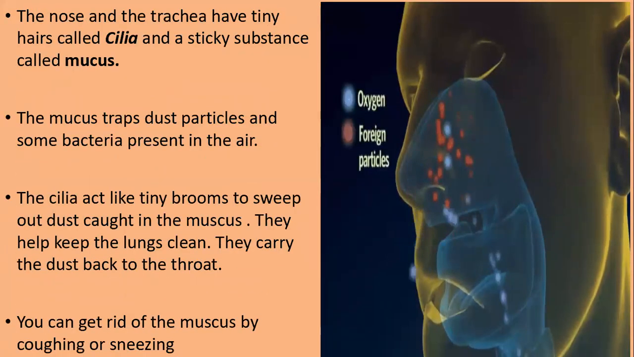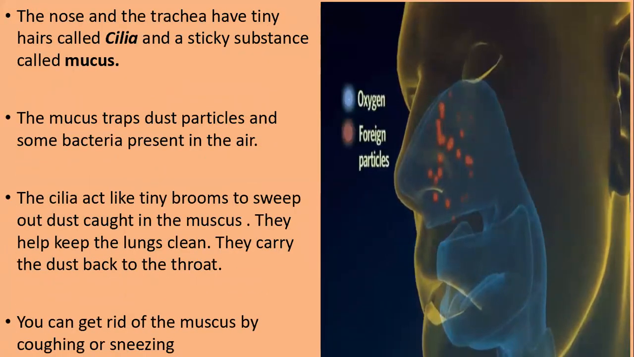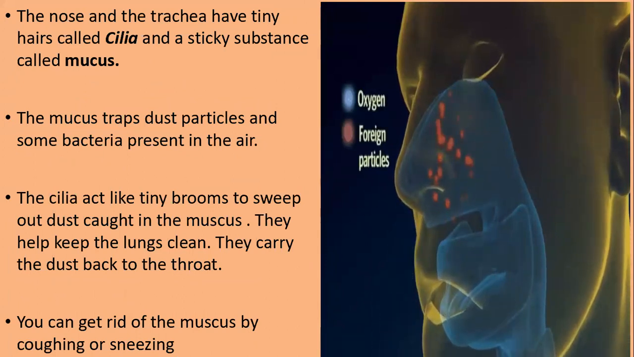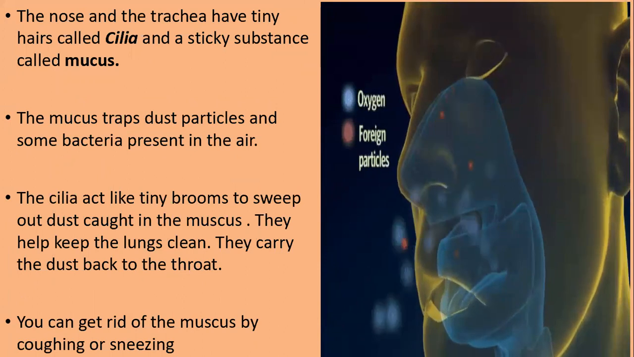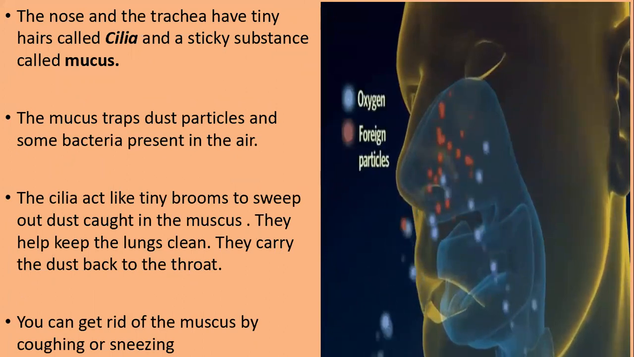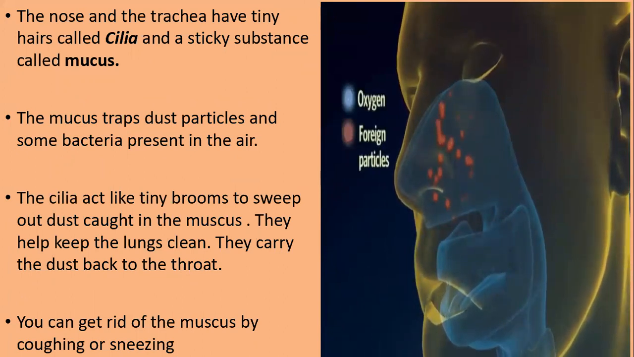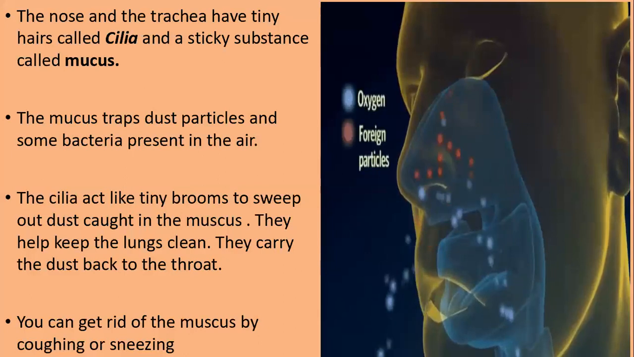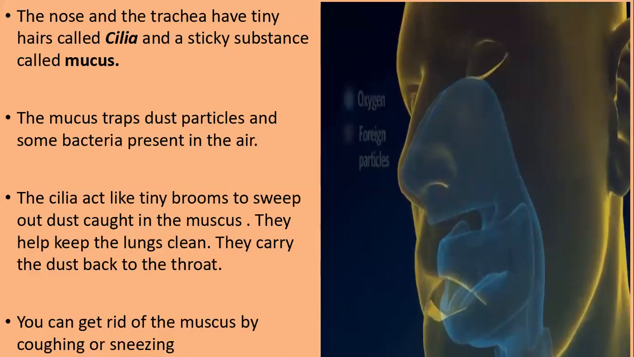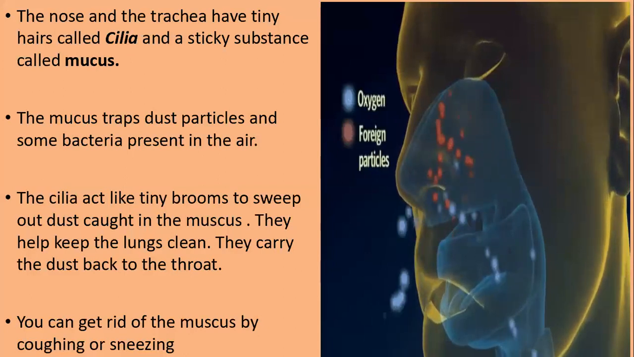The nose and trachea have tiny hairs called cilia and a sticky substance called mucus. The mucus traps dust particles and some bacteria present in the air. The cilia act like tiny brooms to sweep out dust caught in the mucus. They help keep the lungs clean. They carry the dust back to the throat.